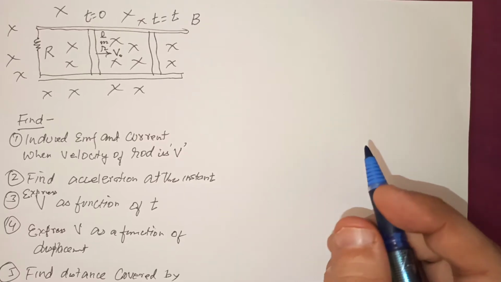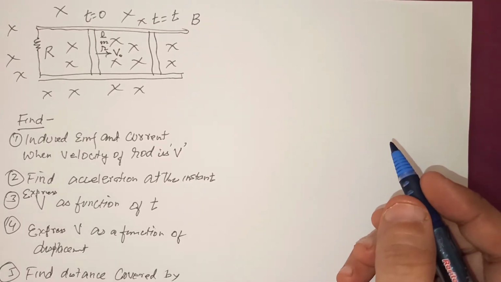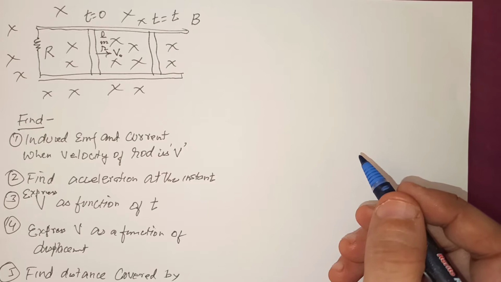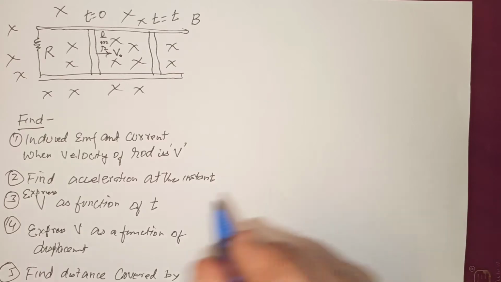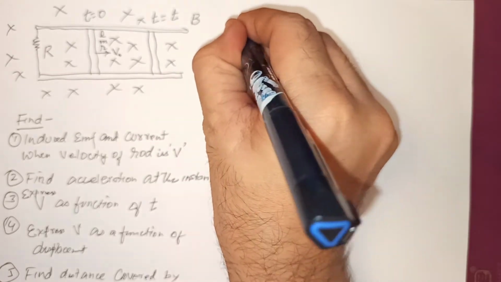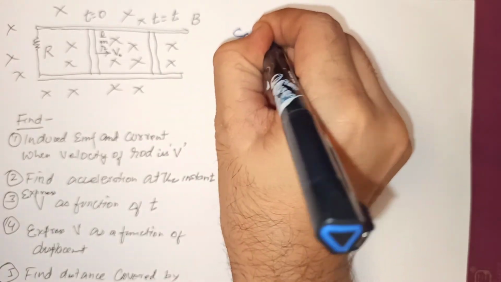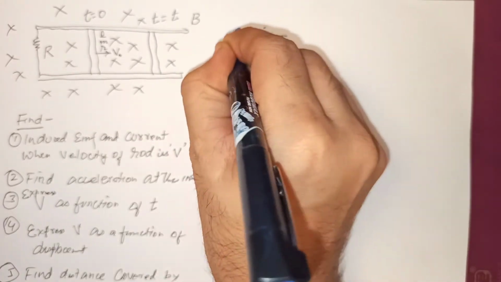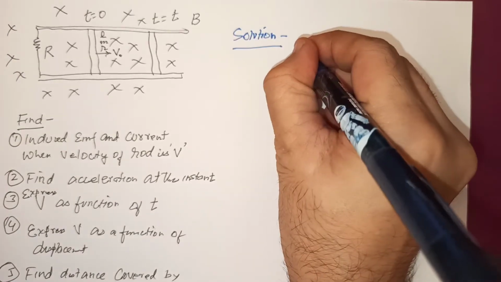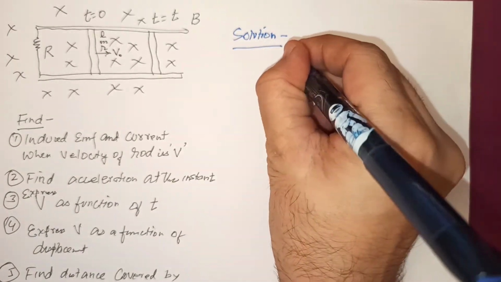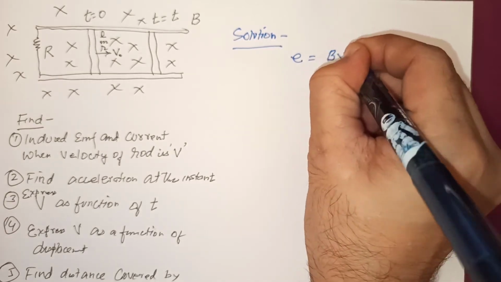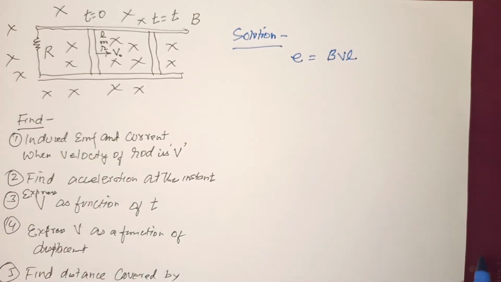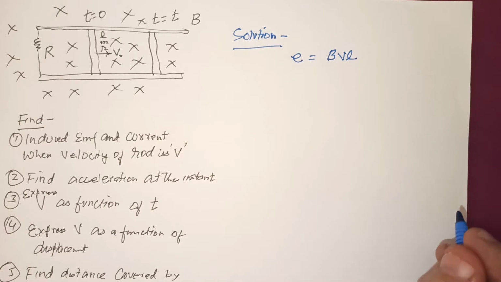So on the left hand side you can see, guys, the question which we have now, and this is basically a simple application of whatever we have done. Now let's come to the solution. So solution one, the induced EMF would be nothing but BVL, and you know the reason. All the three are mutually perpendicular, right?